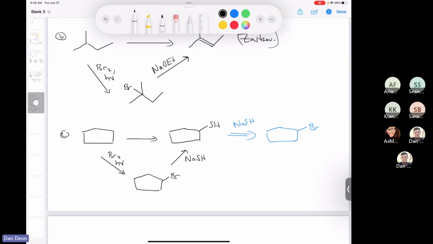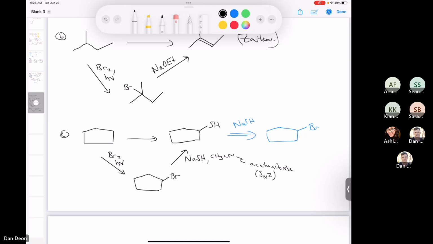And you could put it in a polar aprotic solvent if you wanted to. You don't have to. It doesn't really bother me. But there are many polar aprotic solvents that we covered, DMSO, acetone. And if you remember this one, this is called acetonitrile. It is a polar aprotic solvent, so it's good for an SN2 reaction.